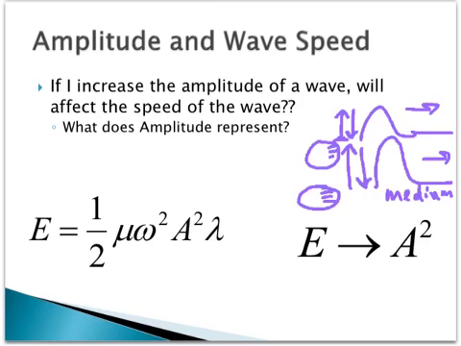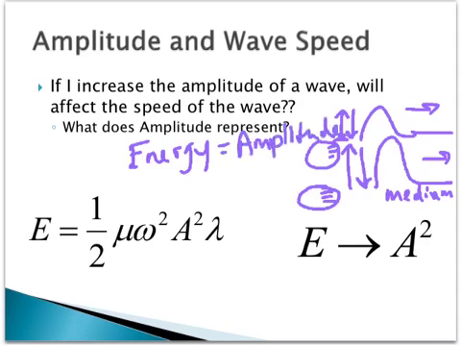Well, notice as I disturbed it to a higher amplitude, the wave was bigger. What does that mean really? It's going to travel at the same speed. So what does the amplitude represent? Well, it really represents the energy of the wave. So energy is represented by the amplitude, and this should hopefully make sense.